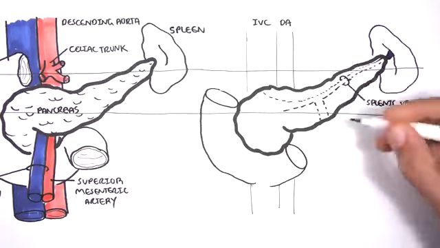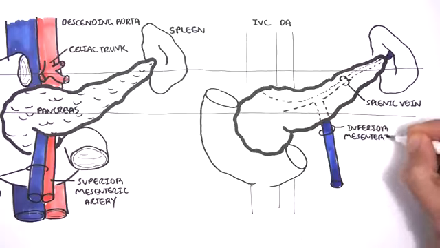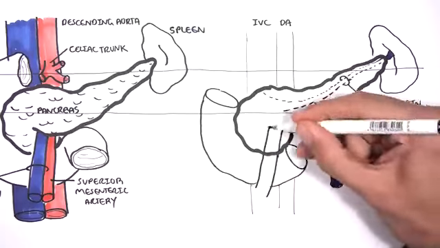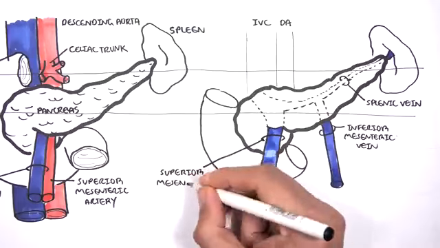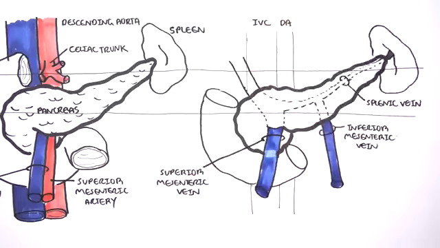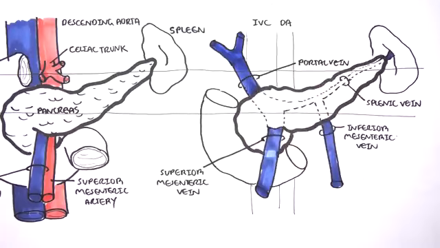The inferior mesenteric vein, which carries blood from the hindgut, drains into the splenic vein. Then there is the superior mesenteric vein, which carries blood from the midgut and also joins to the splenic vein. And together, the superior mesenteric vein and the splenic vein will form what's called the portal vein.